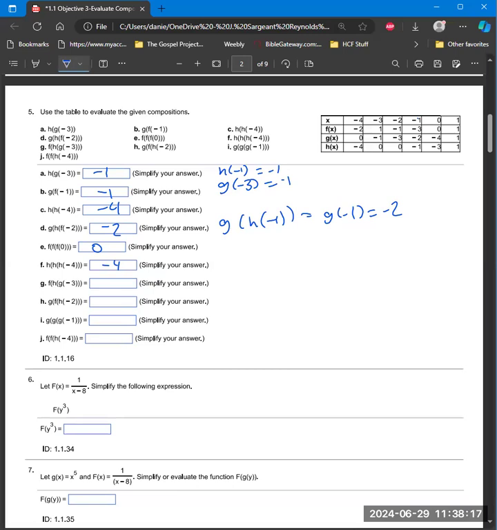f of h of g of -3: g of -3 is -1. h of -1 is -1. f of -1 is -3.